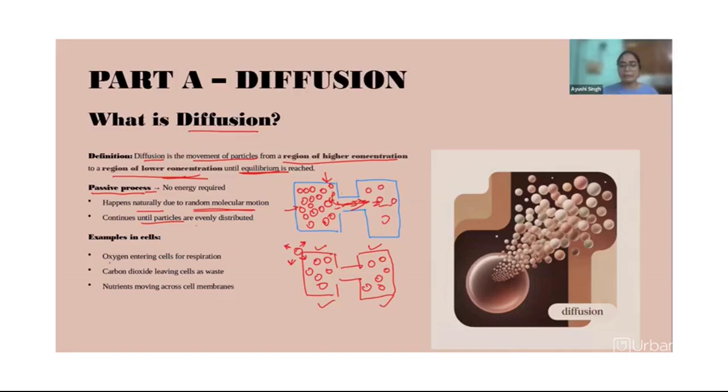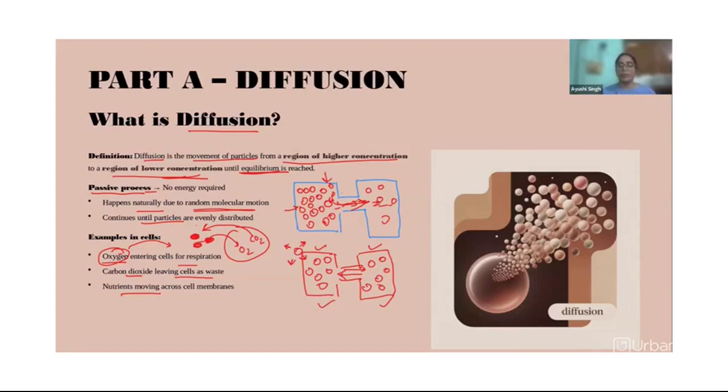Okay, examples here would be oxygen entering cells for respiration, carbon dioxide leaving cells as waste, carbon dioxide moving outside, oxygen moving in, nutrients moving across the cell membrane. So wherever the oxygen will be more, it will move from more to less. For example, blood has brought a lot of oxygen and the cell has already used oxygen, right? And carbon dioxide has been released. So carbon dioxide will move outside the cell into the blood, and blood will bring the oxygen inside because it was having a higher concentration of oxygen. So that's how it actually works, okay?